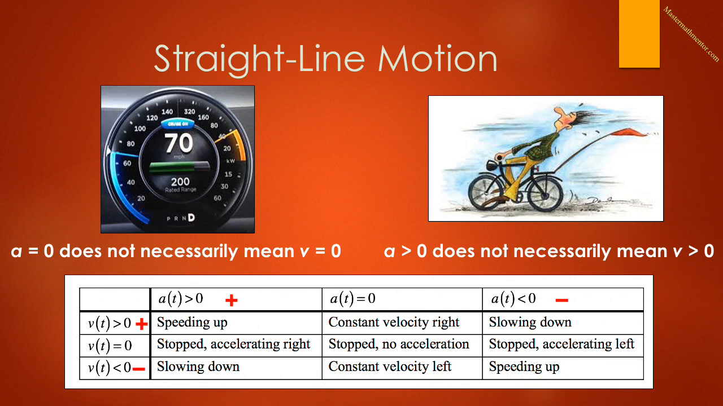Rather than memorize this chart, a good way of remembering it is to look at the signs of both v and a. If they are the same, whether they're both positive or both negative, that means that the particle is speeding up. If they have different signs, that means that the particle is slowing down.